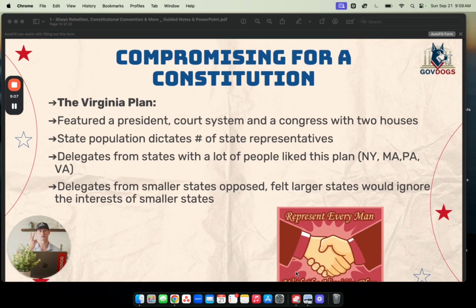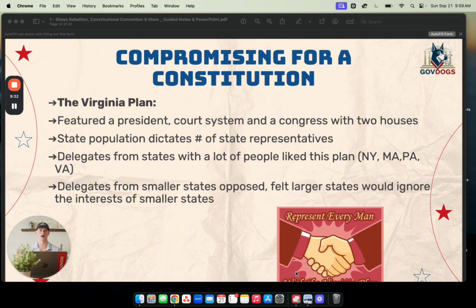Now, 2 plans arise in the Constitutional Convention. Okay, the first is the Virginia Plan, and the next is the New Jersey Plan, and each have attributes that benefit a certain number of states. So this featured a president, a court system, and a Congress with 2 houses. We know that is called a bicameral legislature. State population dictated the number of state representatives, right? So if you had a larger population, you got more representatives, all right?